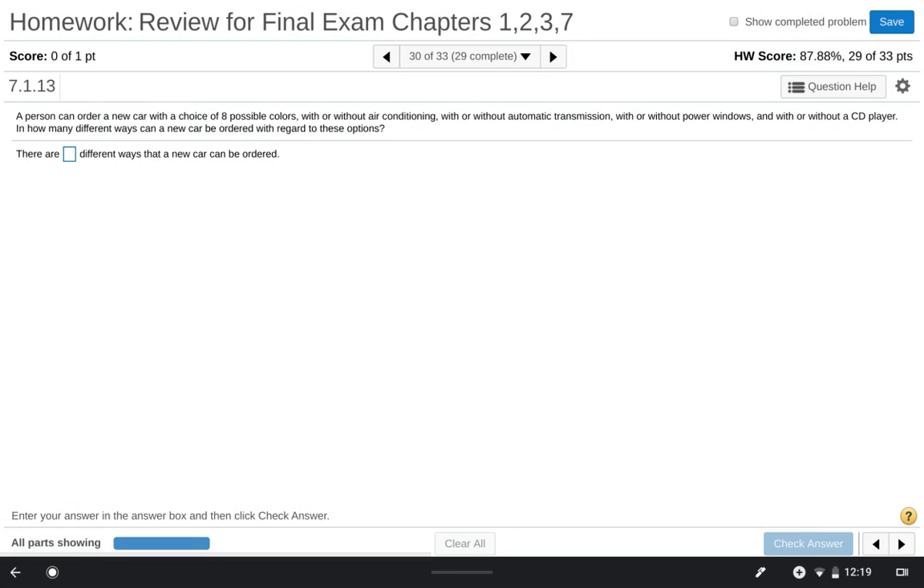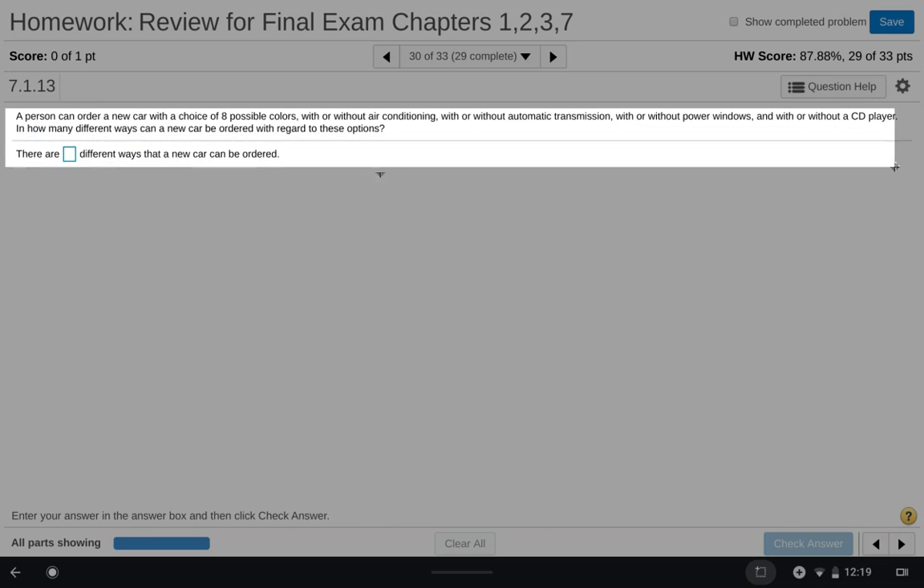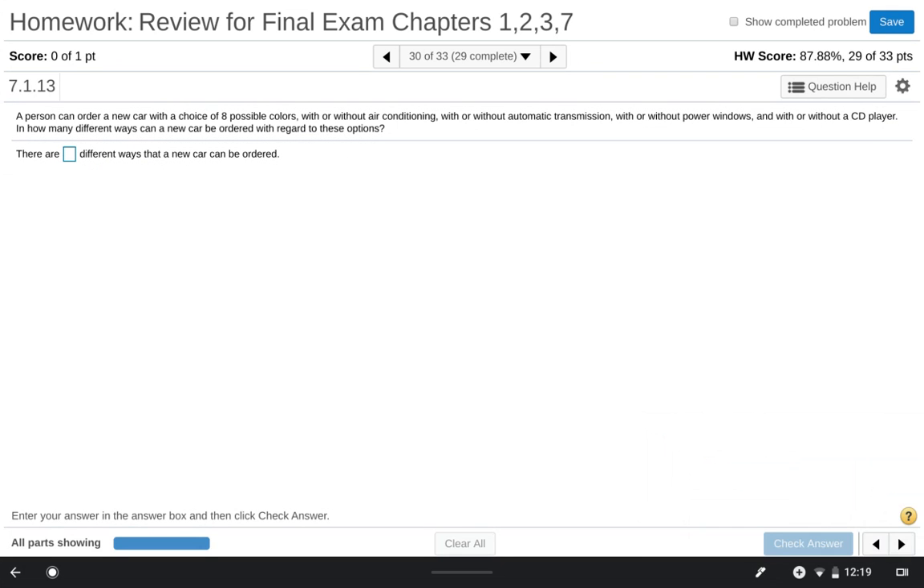Here we have a person can order a new car with a choice of 8 possible colors. So we have 8 colors: with or without air conditioning, with or without automatic transmission, with or without power windows, with or without CD player. In how many different ways can a new car be ordered with regard to those options? Let me just copy this problem. In how many ways, that's the type of problem where you multiply all the options which we have.